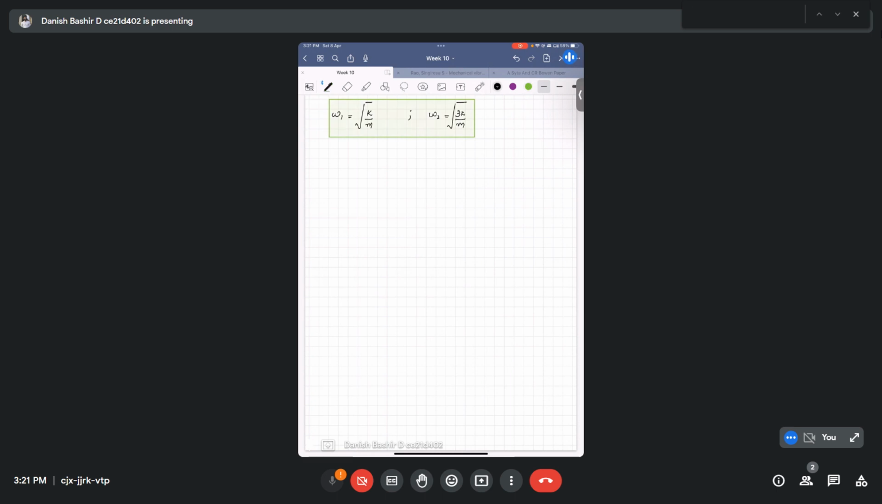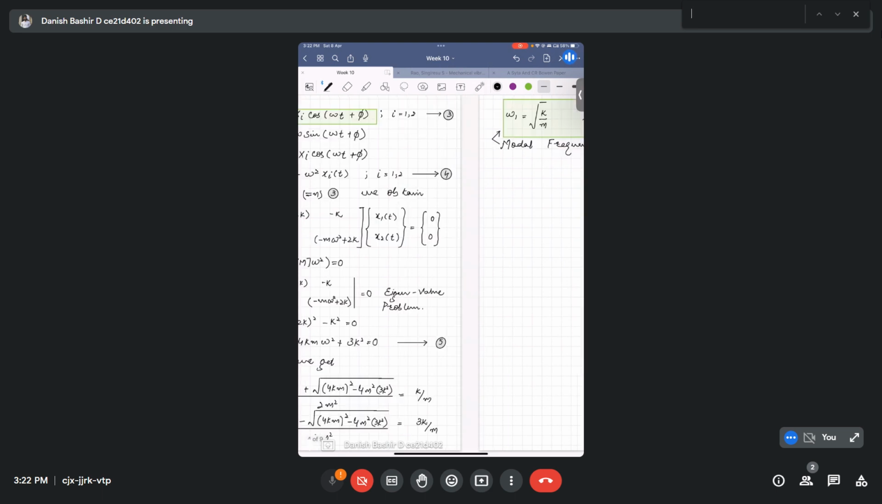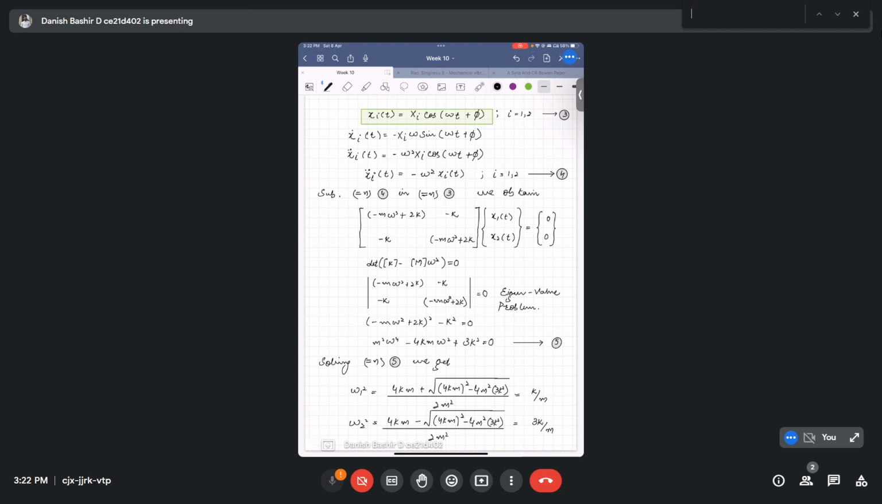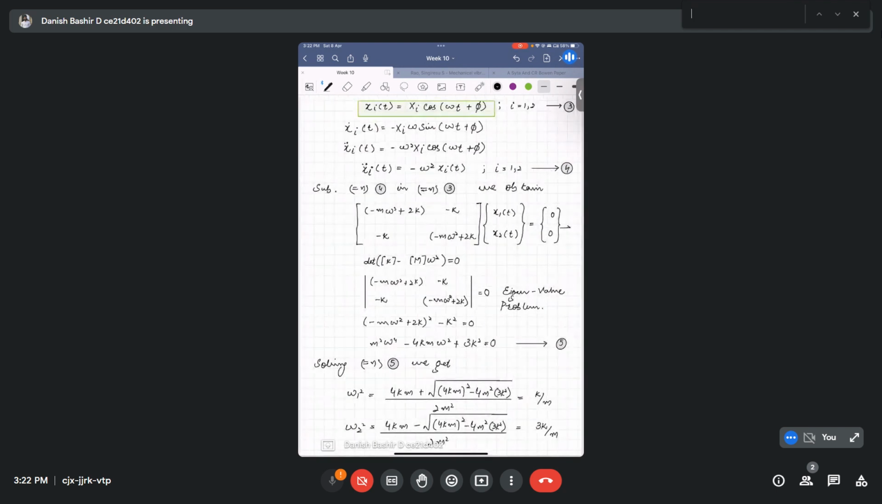Okay, this will be treated as the sixth equation. Okay, modal frequencies. This is the one thing. Okay, then we have to get the mode shapes. For mode shapes, what we have to do is, we have this problem here. So, equation alpha here.